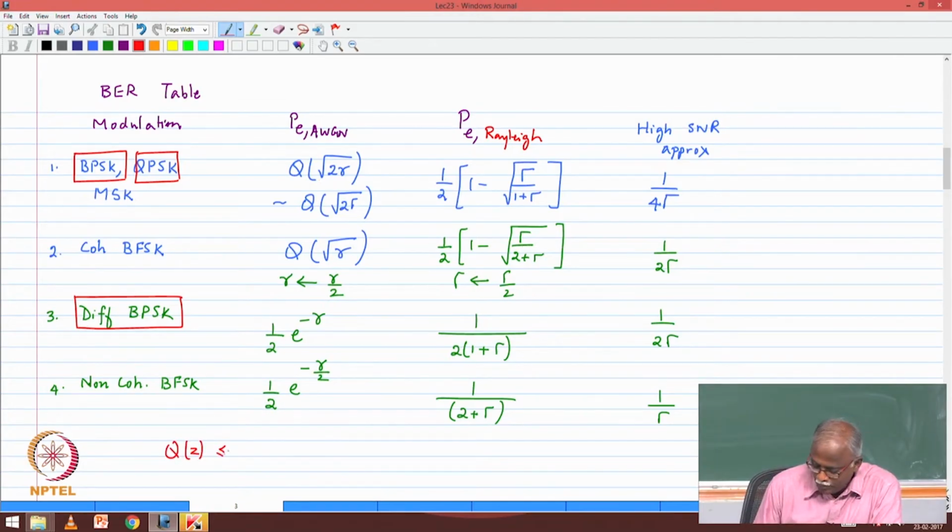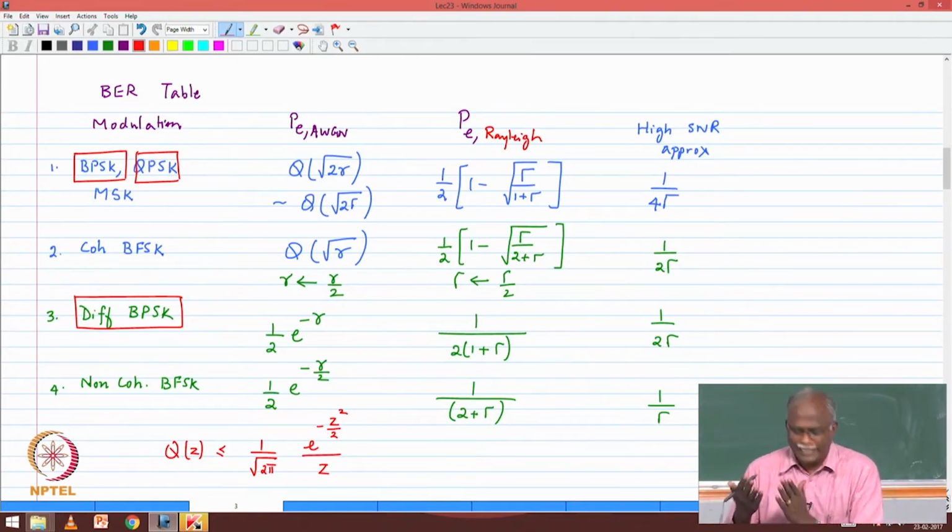There is an upper bound which is given by 1 by root 2 pi e power minus z squared by 2, divided by z. And we found that that's a good approximation under high SNR or large values of z. Again, it's a good way to get a quick feel for what the numbers are.